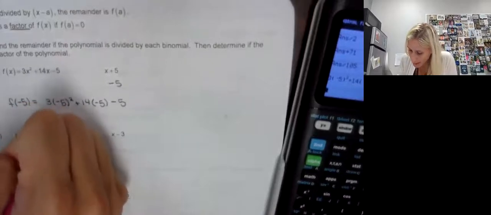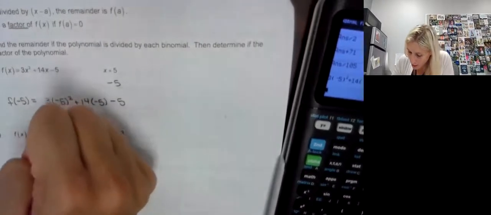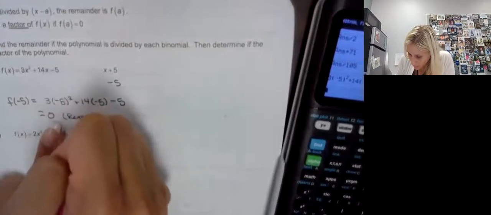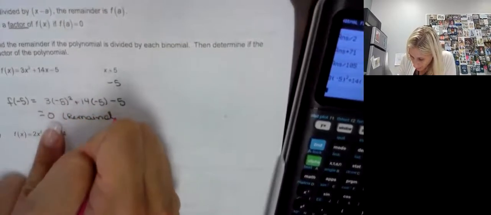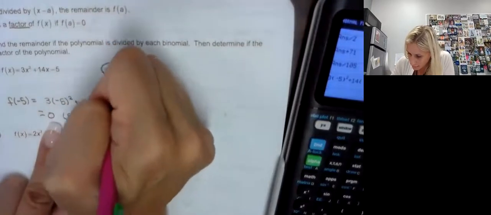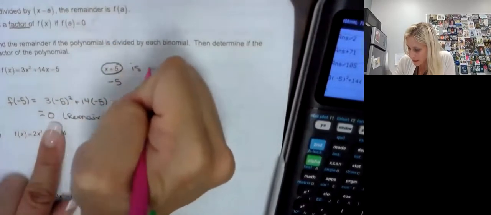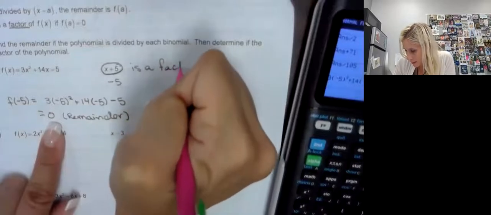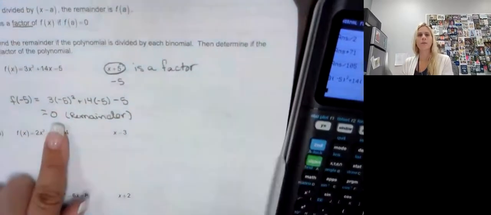So what that means is, since the remainder is 0, that means that x plus 5 is a factor of this polynomial. Okay.